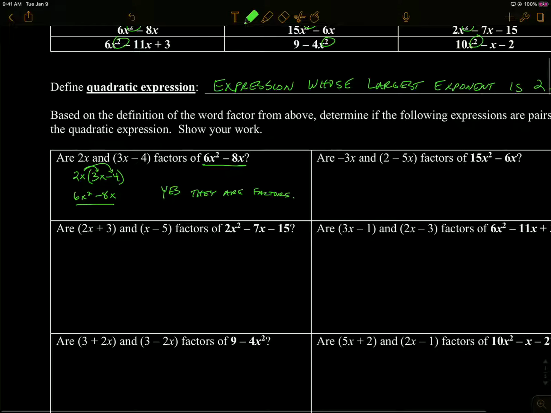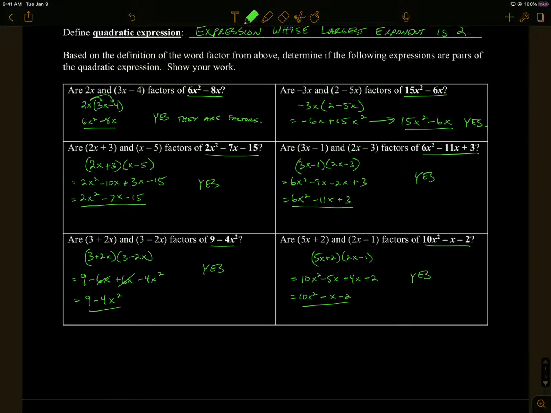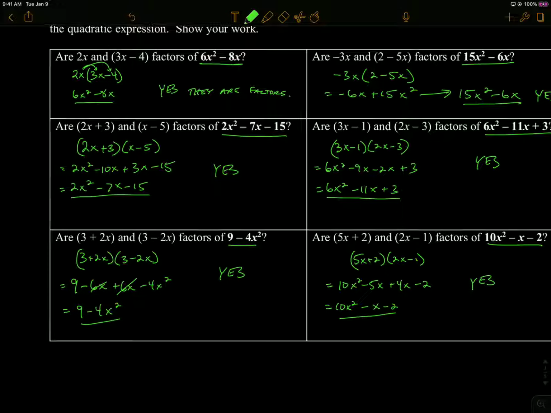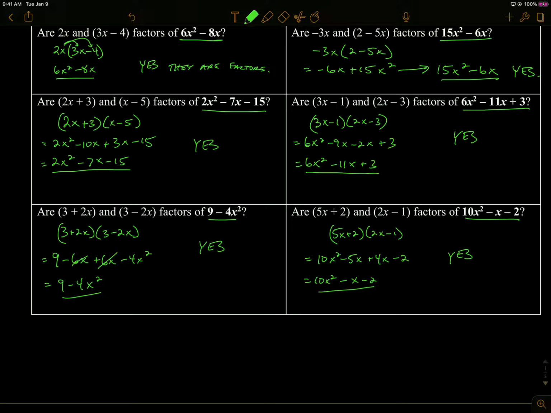Okay, so I would like you to pause the video now and do the other 5 remaining ones and then see if you get them right. I'll have the answers when you come back. All right, so welcome back. They were all factors, so you get a little practice with the distributive property here, and you can see that when you multiply them back out, you get the original expression. So yes, they are all factors.